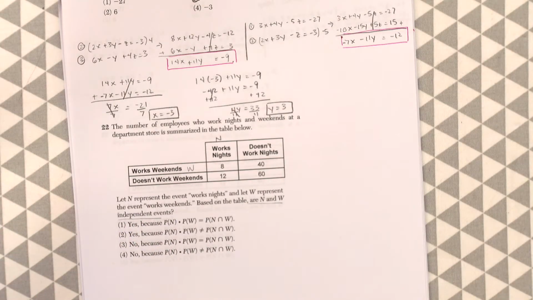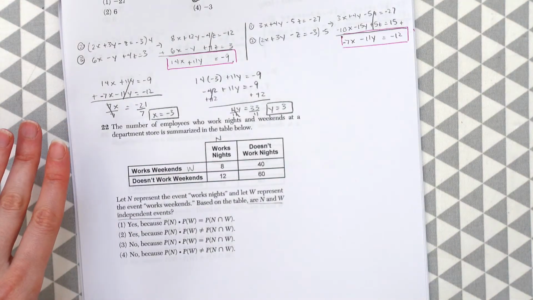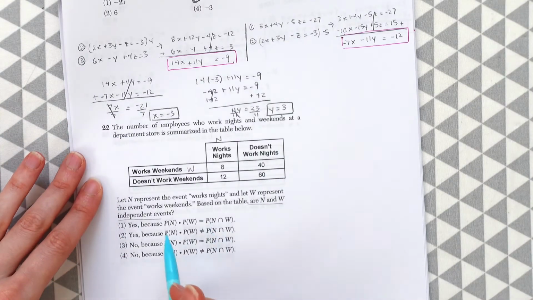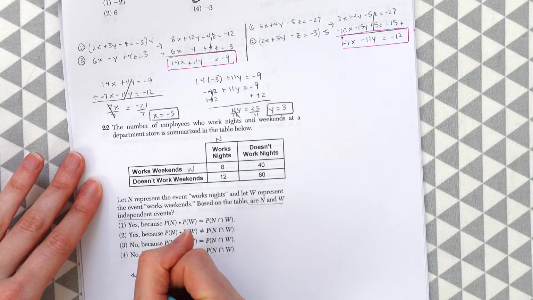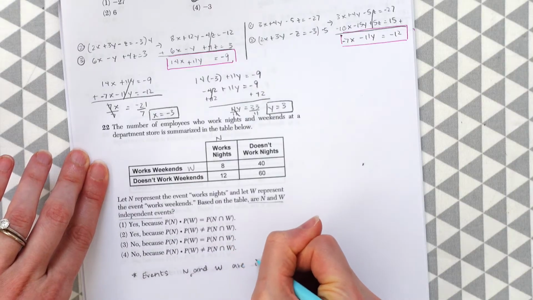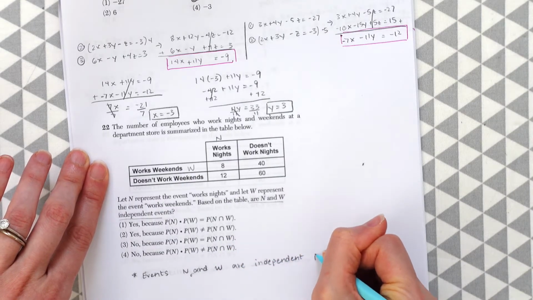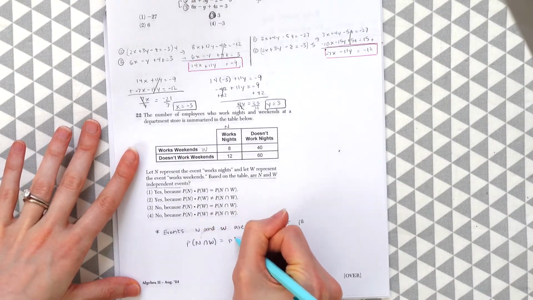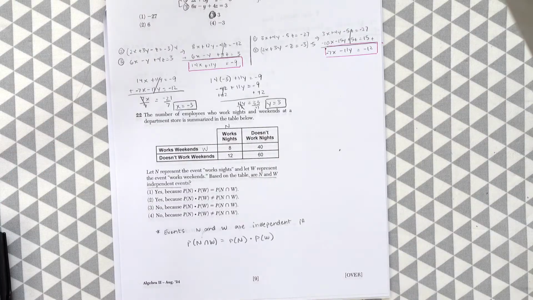The key to remember here is that events n and w are independent if the probability of n and w is equal to the probability of n times the probability of w. So there's a formula to remember for this, which is right here, really. It's just we have to remember what it means. Events n and w are independent only if this is true. So we need to see if this holds true. And then we can take a look at which answer makes sense from here.